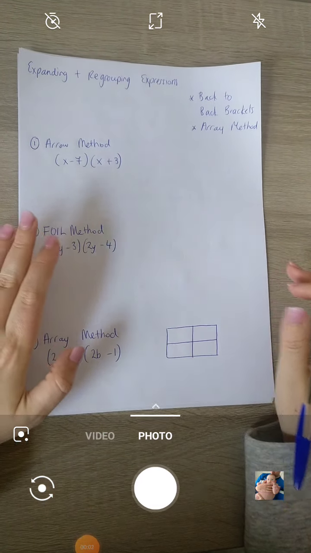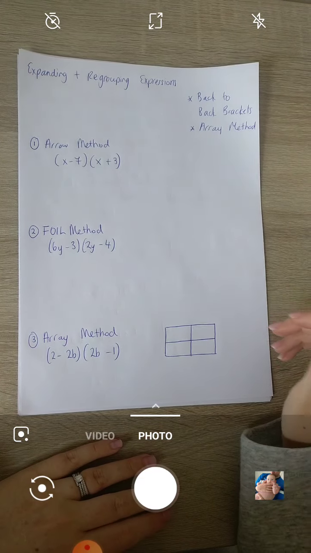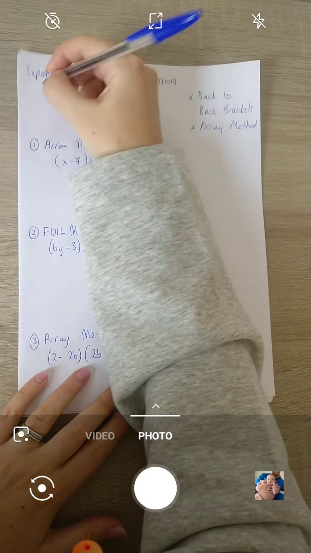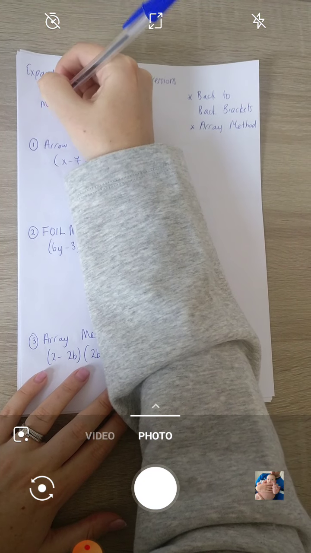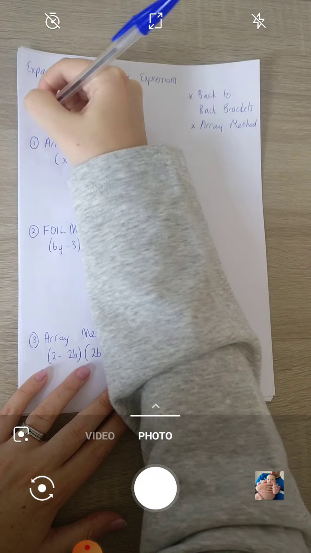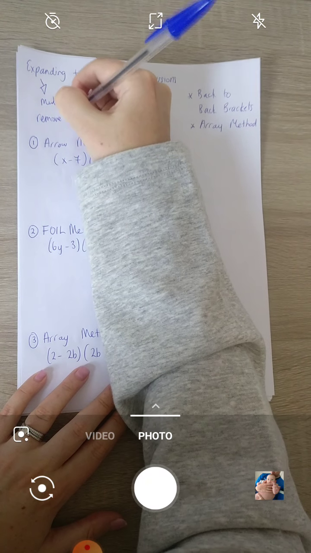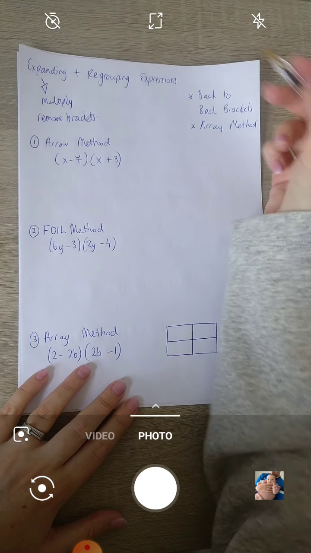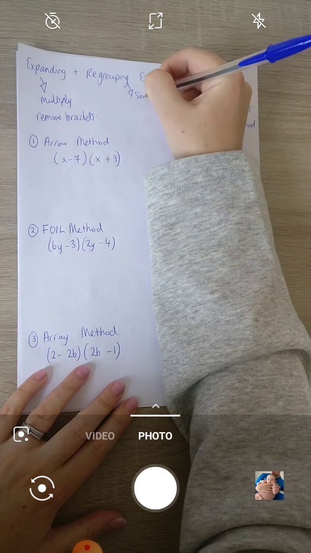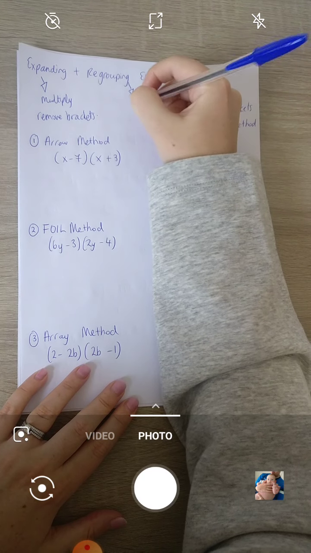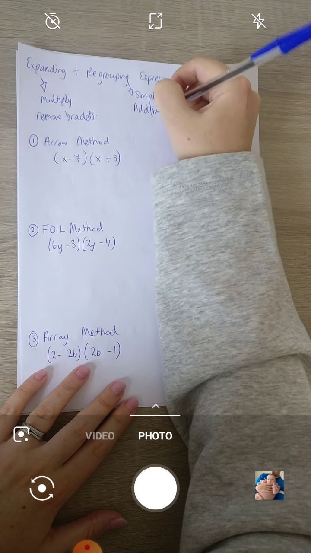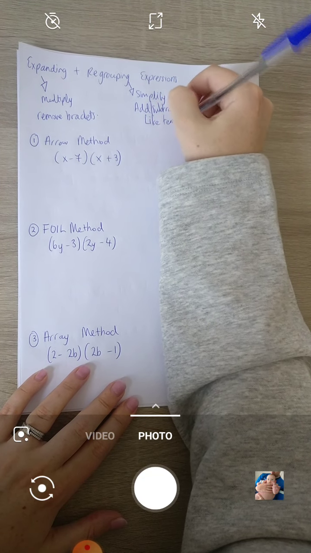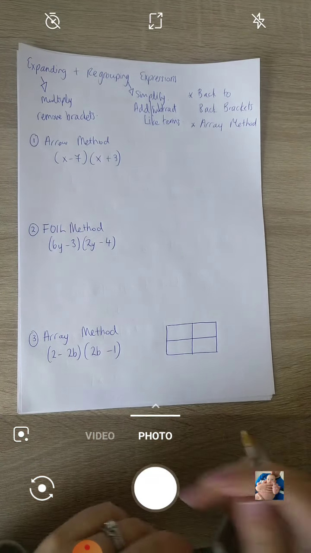Okay, next section here of the algebra chapter, expanding and regrouping expressions. Now, expanding means to multiply or to remove brackets, okay? And regrouping expressions means we obviously have to simplify, okay? Which means add and subtract. And again, we're talking about our like terms here. So this very much is based on last week's work.